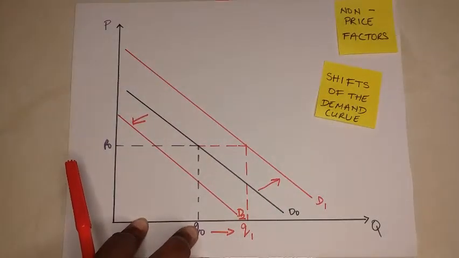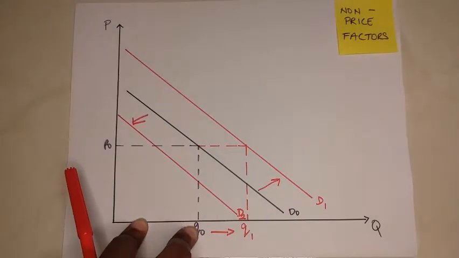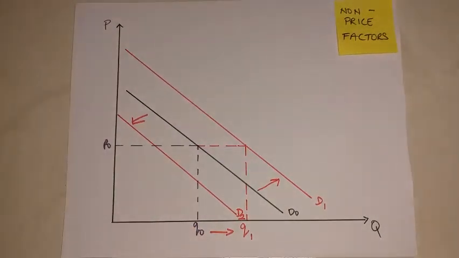Notice I did not say a decrease in quantity demanded or an increase in quantity demanded. Shifts only cause an increase or decrease in demand, and that is caused by the non-price factors. Price is the only factor that causes movements along the curve.